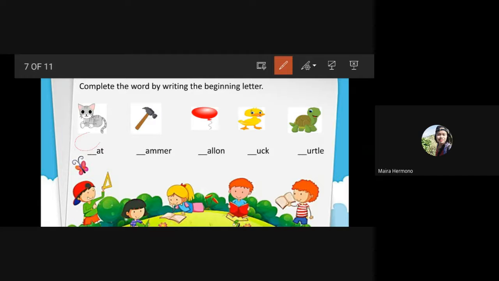Letter C. How about hammer? What is the beginning letter of hammer? Yes, Abby? Okay, it is letter H. How about balloon? What is the beginning letter of balloon? Yes, Carla? Okay, it is letter B. How about duck? What is the beginning letter of duck?